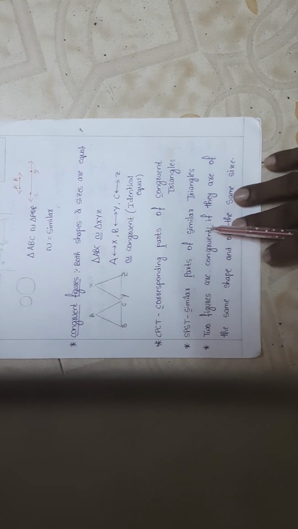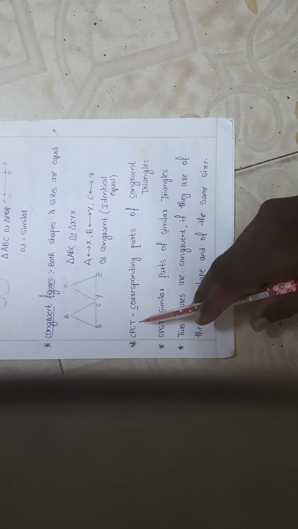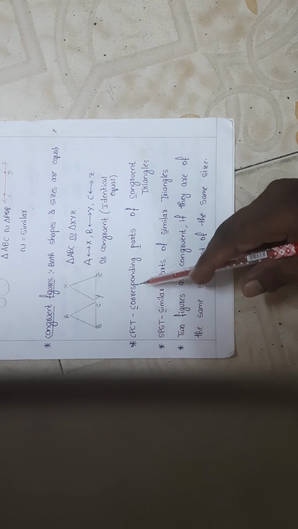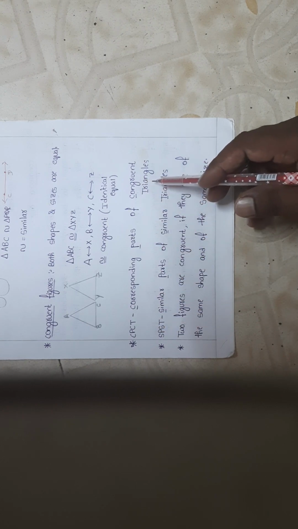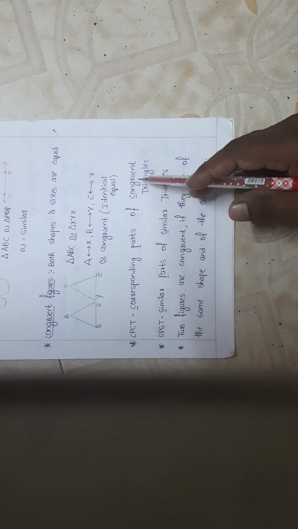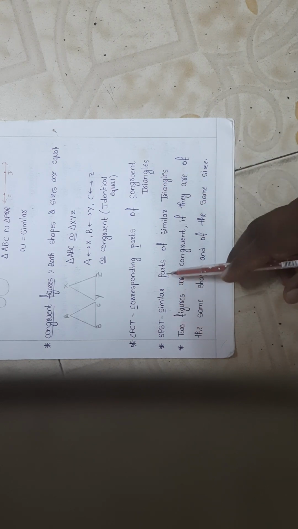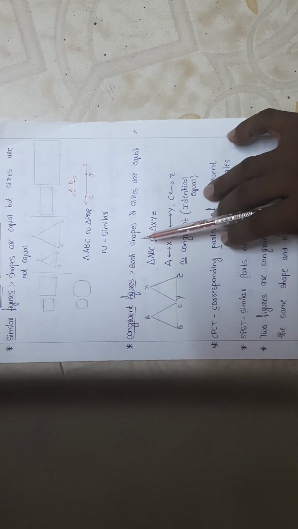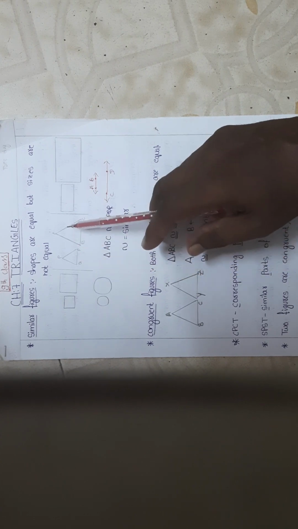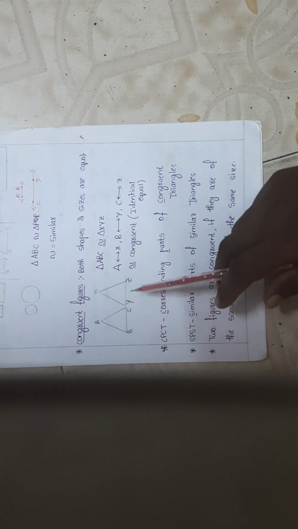Now the definitions and full forms are also given. CPCT: corresponding parts of congruent triangles. Of course, CPCTC you can also write: corresponding parts of congruent triangles are congruent. But it is enough; in our textbooks, generally they give CPCT. SPST: similar parts of similar triangles. In the above figure, these are similar figures; similar parts of similar triangles are similar, that is SPST. Whereas CPCT, in the lower figure, means corresponding parts of congruent triangles are congruent.